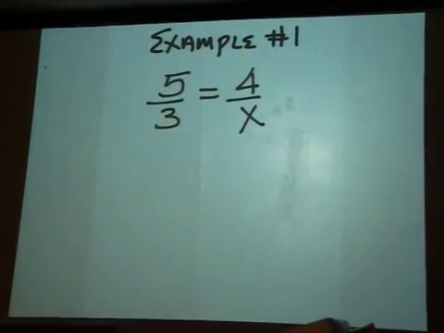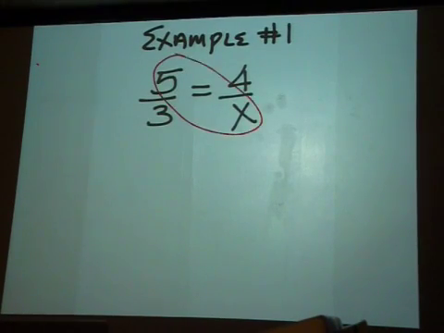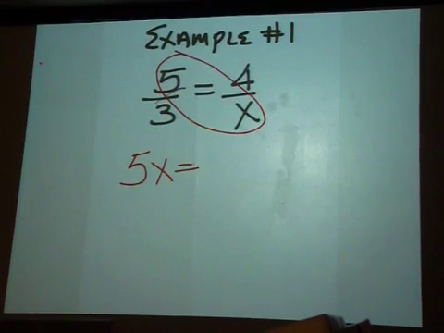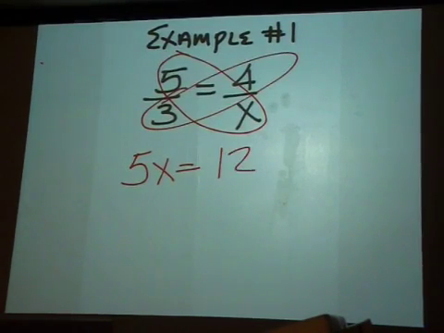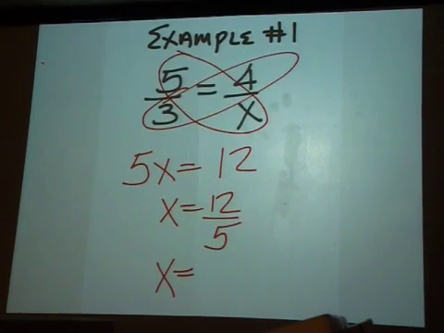Solve the proportion 5 over 3 equals 4 over x. Cross multiply where the x is first, 5x, and then 3 times 4 is 12. Divide 12 by 5 and come up with an answer of 2.4.